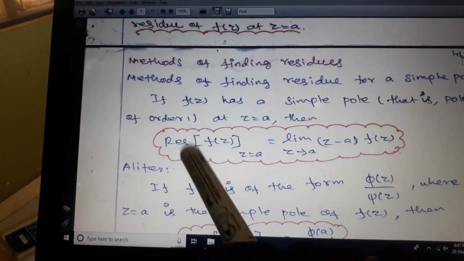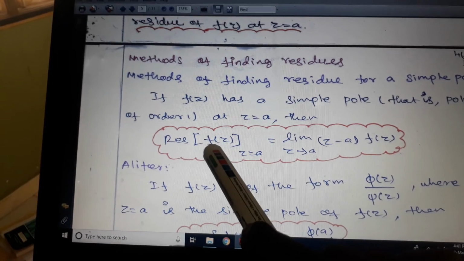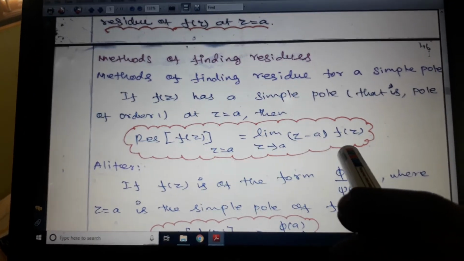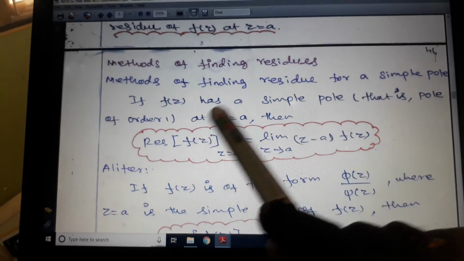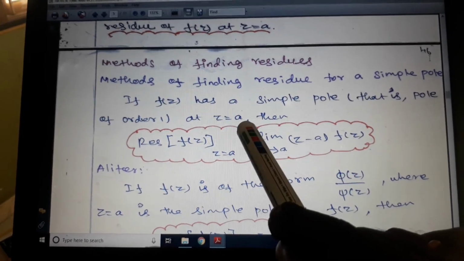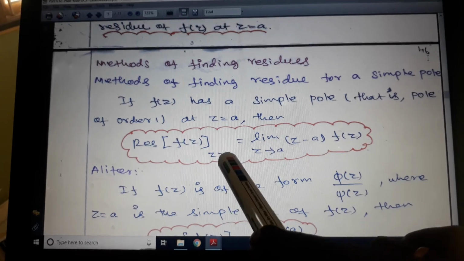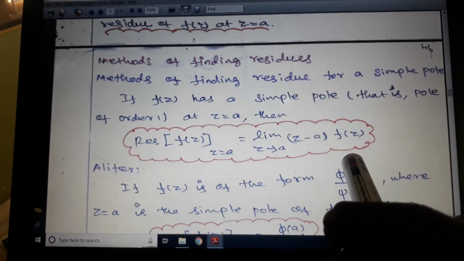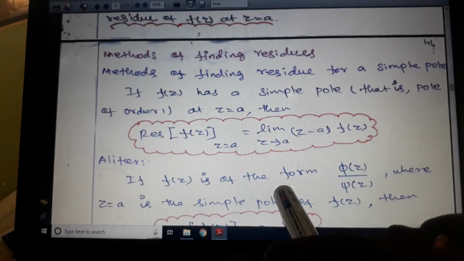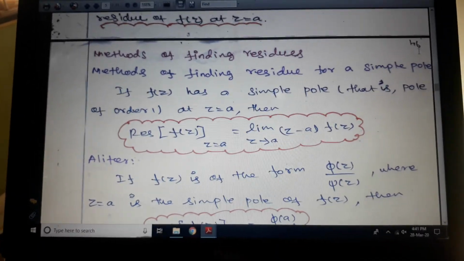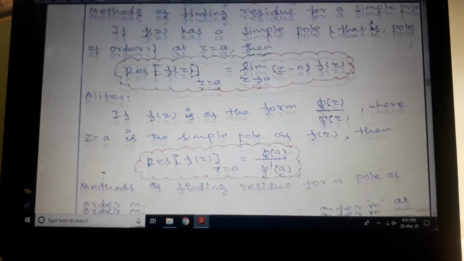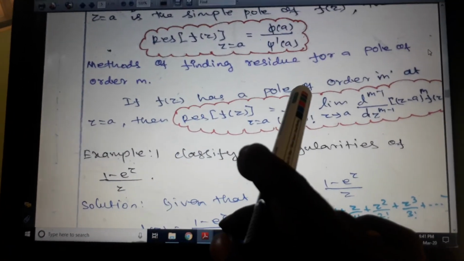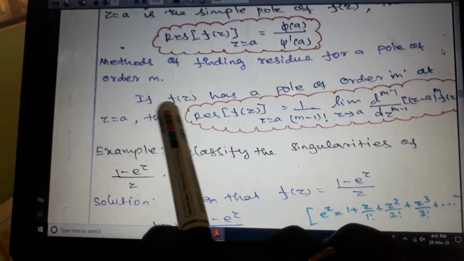The residue of f of z at z equal to a, the formula is limit z tends to a, z minus a into f of z. So if f of z has a simple pole at z equal to a, then the residue of f of z at z equal to a is equal to limit z tends to a, z minus a into f of z. The alternate method is not needed now, later I can explain.